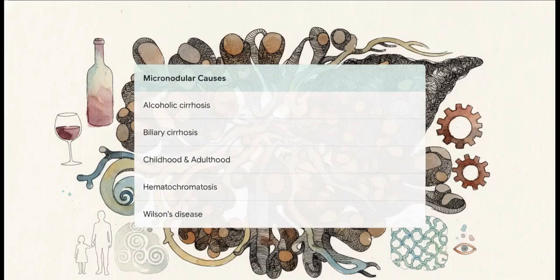Now, that size difference isn't just trivia. It tells us a lot about the root cause. Micronodular cirrhosis is driven by a very specific lineup of conditions. The data shows this spans early alcoholic and biliary cirrhosis, as well as childhood and adulthood cirrhosis. It's also kicked off by specific metabolic and genetic disorders like hemochromatosis and Wilson's disease.